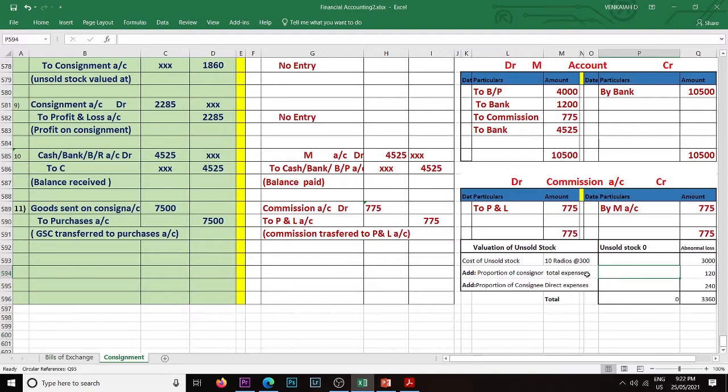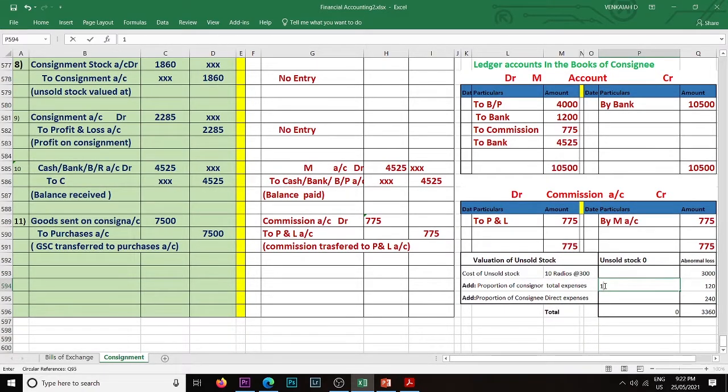Consignor expenses. Consignor expenses are 1000 into 10 by 100, is equal to 100. Consignee expenses are not applicable because these goods were damaged during transit. Those did not reach the consignee. That's why consignee expenses are not applicable here.